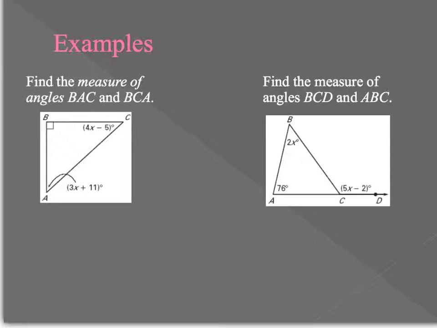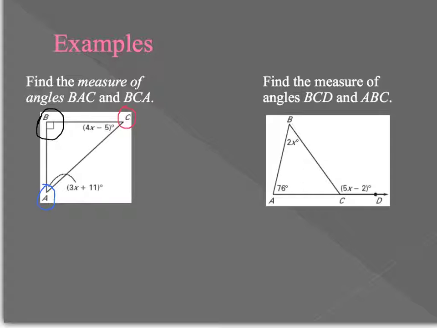Okay, now a couple examples to finish up with. Find the measures of the angles BAC and BCA. So BAC, I want to know this angle measure, and BCA, I want to know this angle measure. Now, to be able to find either one of those, I notice the angles add up to 180. I've already used 90 of it. I've used 90 here. So the two acute angles have to add up to 90.